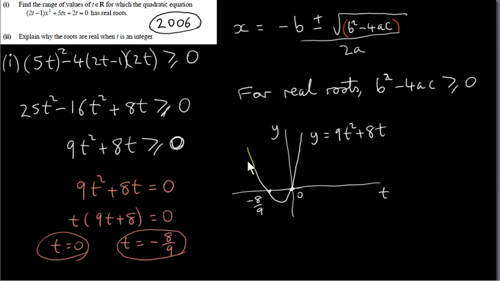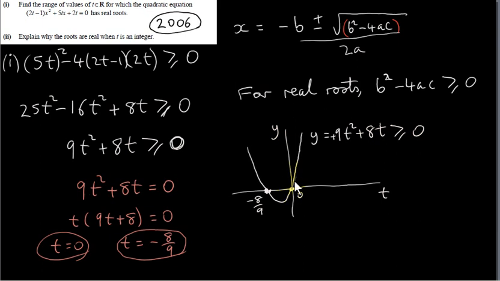The next step is to look at a graph of this expression here. The graph of y equals 9t squared plus 8t. So t is the independent variable. It's our horizontal axis. Since this is a quadratic function, and since the t squared term is positive, we have an upright U-shape, and it crosses the t-axis at the two roots, at 0 and at minus 8/9. We are interested in the values of t for which y is greater than or equal to 0.